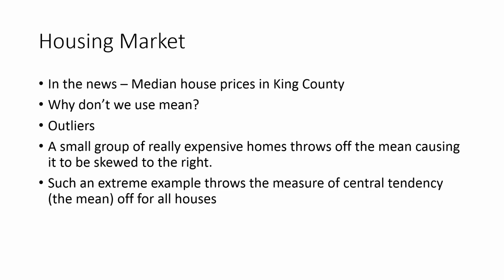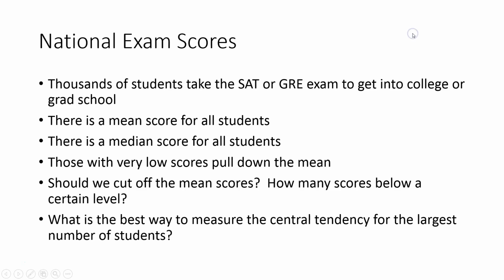It's where you've got a few data points and it makes the mean an invalid measure of central tendency, what we call central tendency, just because it pulls that mean so far off. And so we fall back and use median. Another example would be national exam scores. You have thousands of students taking the SAT or the GRE to get into college or grad school. And there's typically a mean score for all students.